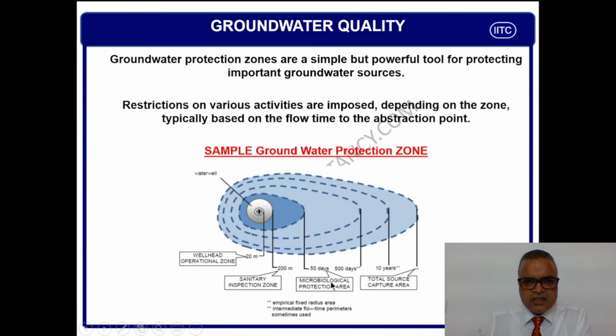After 50 days we have to do a microbiological protection area here. Then at 500 days we have to do this microbiological protection area. This 10 years is the total resource capture area, and this is also total resource capture area. This is an empirical fixed radius, intermediate flow time parameters, and sometimes used. Correct? This is a sample groundwater protection zone.